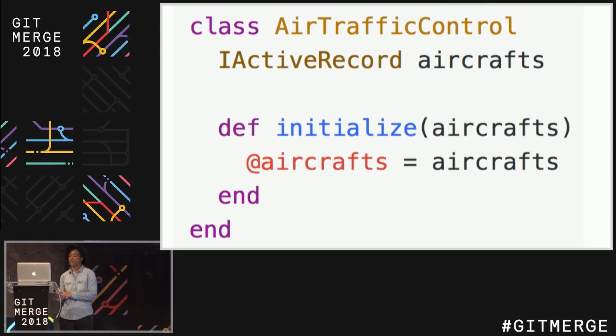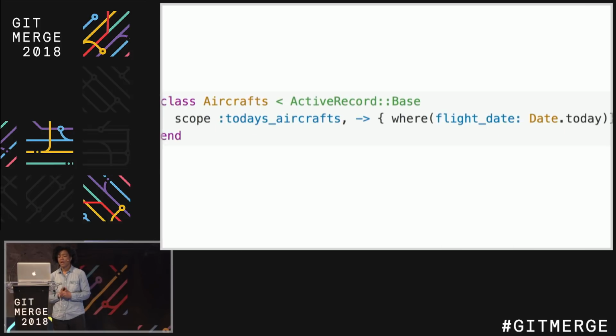Because you wrote the air traffic control class assuming that aircrafts would always adhere to the Active Record interface. And this is, of course, not saying you shouldn't use Active Record within the aircrafts class. Calling Active Record methods inside of the aircrafts class is completely fine and actually what you want. In this example, we're keeping the today's aircrafts calls inside of the aircraft class, instead of calling it in the air traffic control class. This is a much better way to do it because a model that's backed by Active Record can, of course, use Active Record methods.